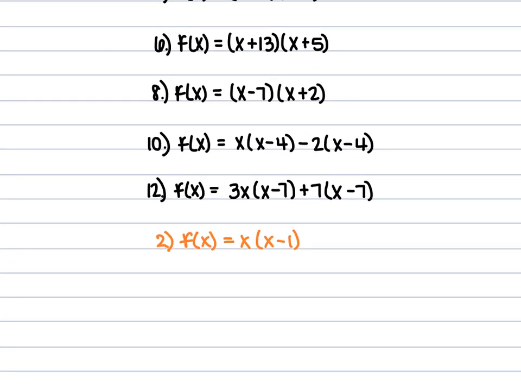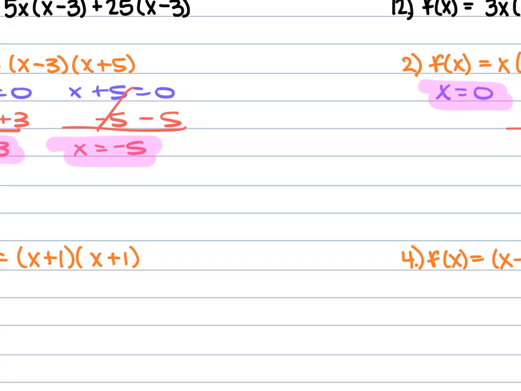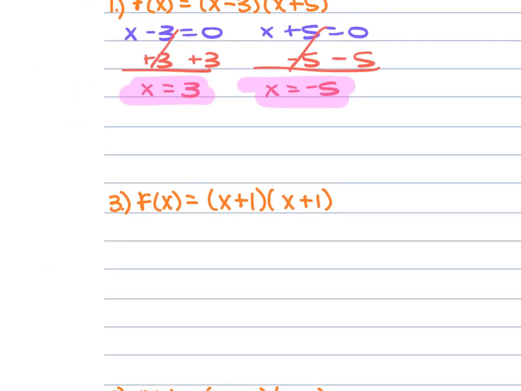For 2, we have f of x is equal to x times x minus 1, so that's x is equal to 0, and x minus 1 is equal to 0. So we're just going to move the 1 over, and we get that x is equal to 0, and x is equal to 1. For 3, we have f of x is equal to x plus 1 times x plus 1. So because both of these parentheses are the same, we don't have to do it to both. We can just solve 1. So we're going to have x is equal to negative 1.